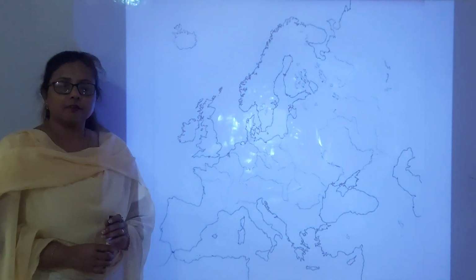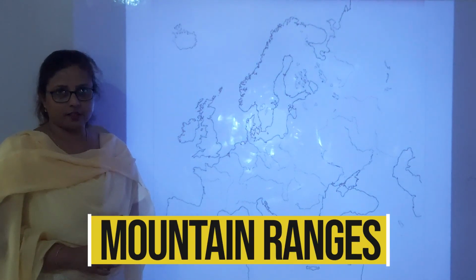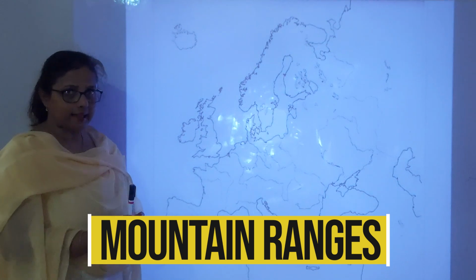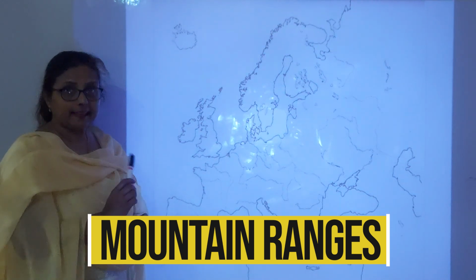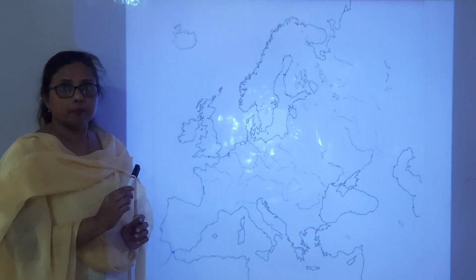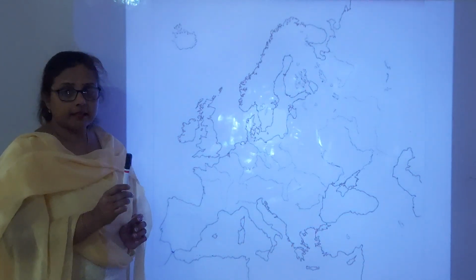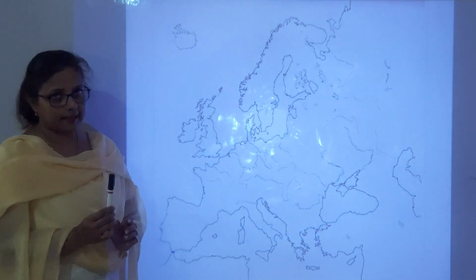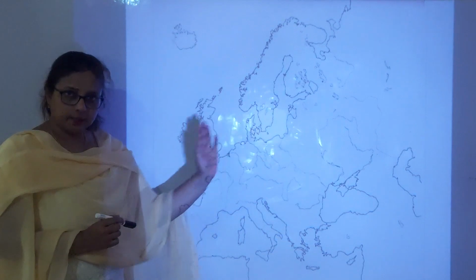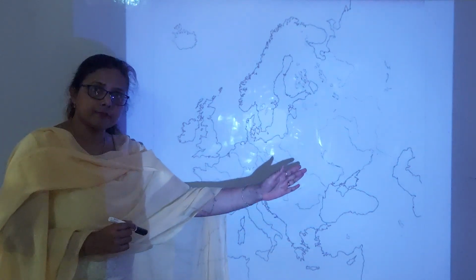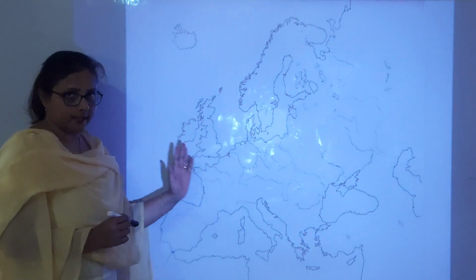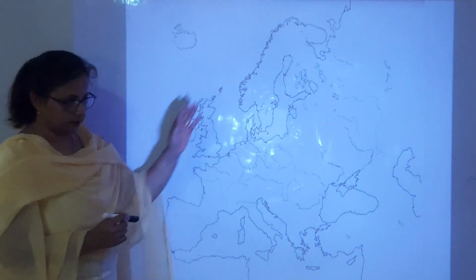In this section, we are going to mark the mountain ranges of Europe. Now, I'll be using a black color to mark and name, but you will be using a brown color to mark, and naming should be done with a black color. So, let us begin. As usual, I am going to start from the east and gradually go towards the west and move on to the north.